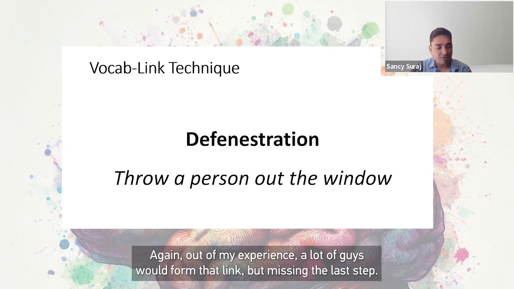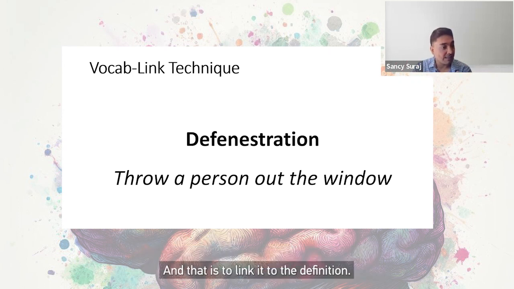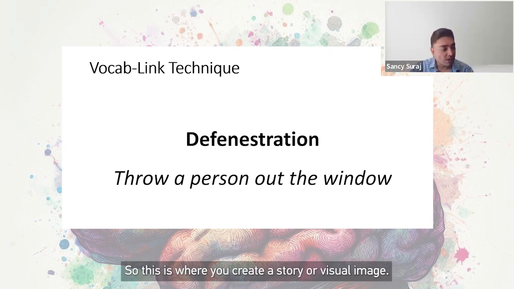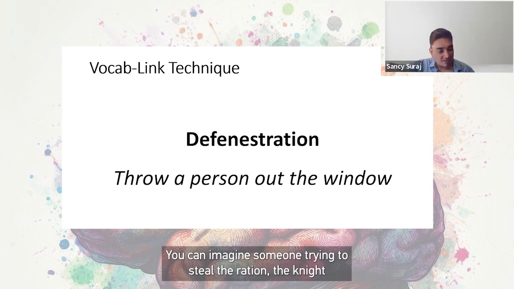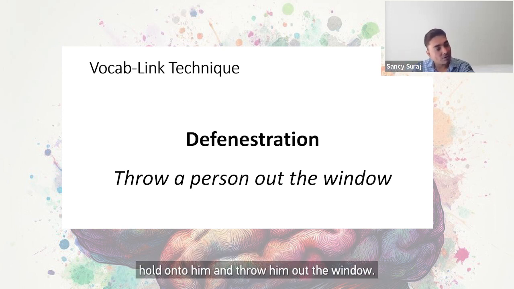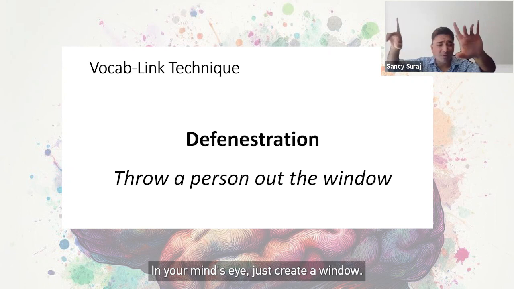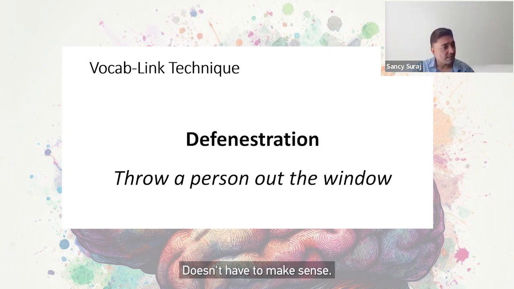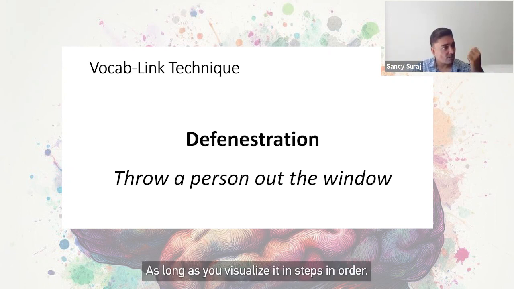Again, out of my experience, a lot of guys would form that link, but miss the last step, and that is to link it to the definition, to throw a person out of the window. So this is where you create a story or visual image. You can imagine someone trying to steal the ration, the knight holds onto him and throws him out the window. In your mind's eye, just create a window. It does not have to make sense, as long as you visualize it in steps and order.